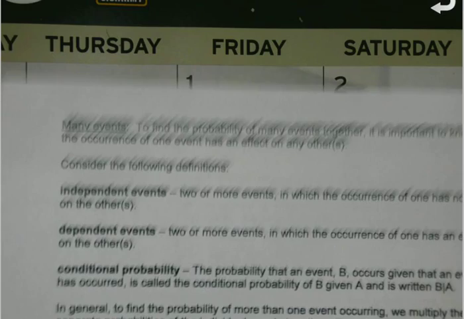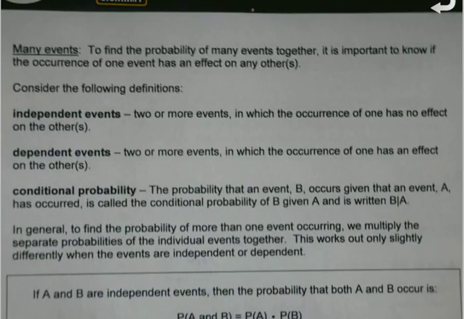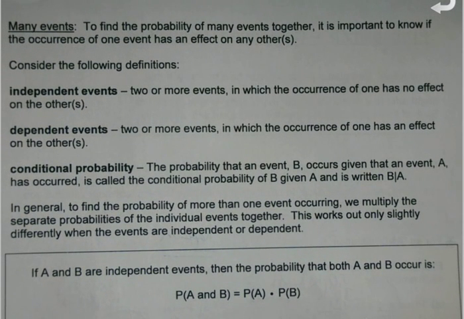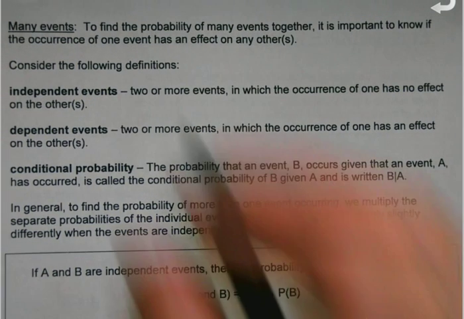Okay, so over to the back we go. What happens if there's multiple events going on? Okay, to find the probability of the events together, we got to know if the one event affects the other. Okay, so here's how we tell. If they're independent events, 2 or more events in which the occurrence of one has no effect on the other. Now here's an example.